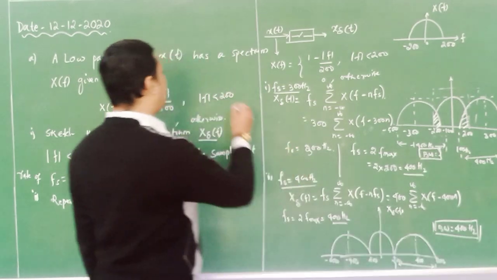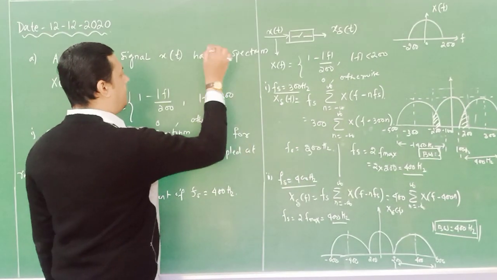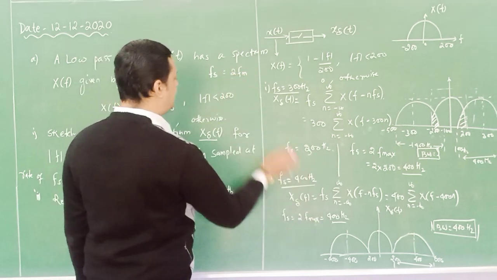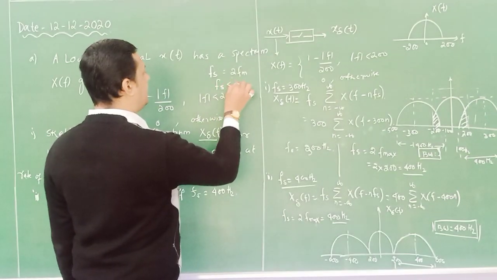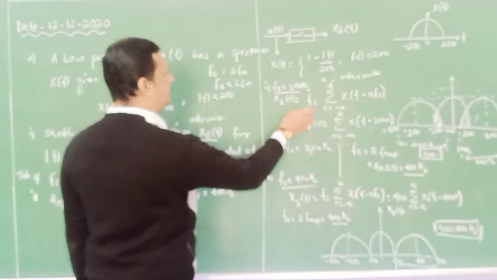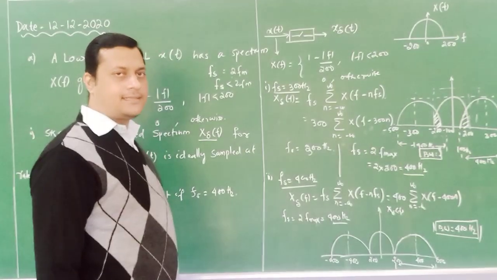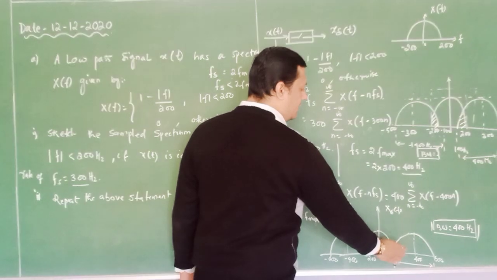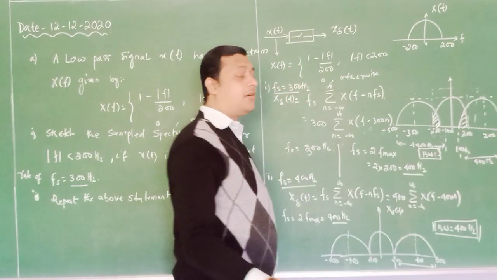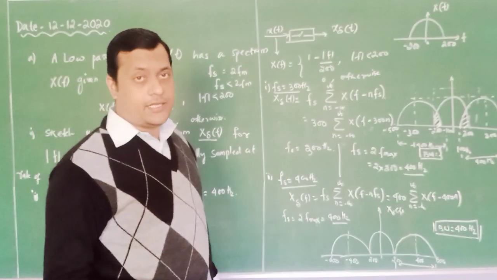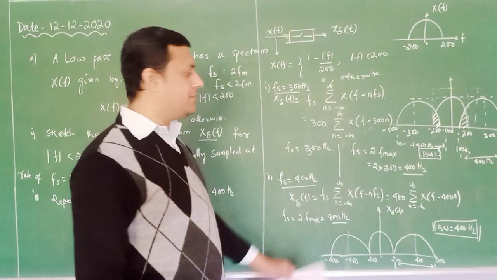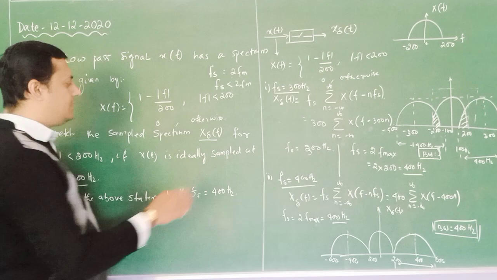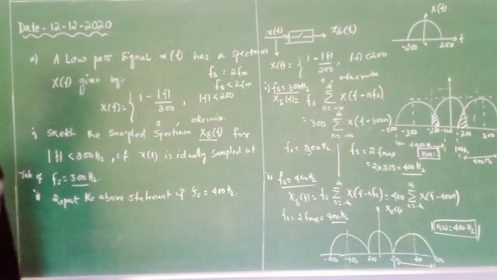That means what we have covered: Fs equals 2Fm, that is this. Fs less than 2Fm, that is this case. Now Fs greater than 2Fm means the spectra will not touch each other, rather a small guard band will be introduced in the distance between one spectrum and another spectrum. So this is the analogy behind the given question.